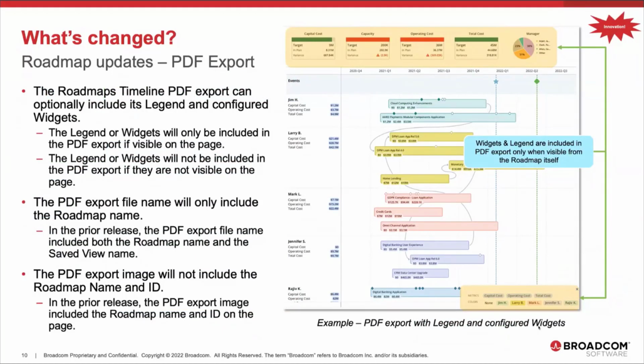The file name that is created only includes the roadmap name. In the previous release, the file had the roadmap underscore, and then it inserted the saved view in use. So we've done away with that, just simplified it and given it the roadmap name. The image itself also will no longer have the roadmap name or ID in the exported file. Last release, that was there. This release, it's been removed and it's simply mentioned in the file name.